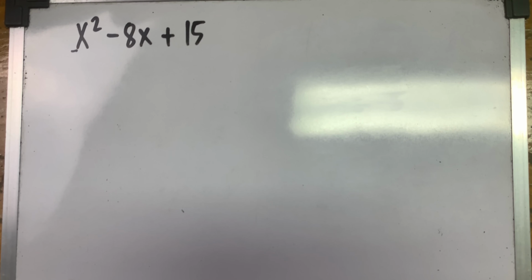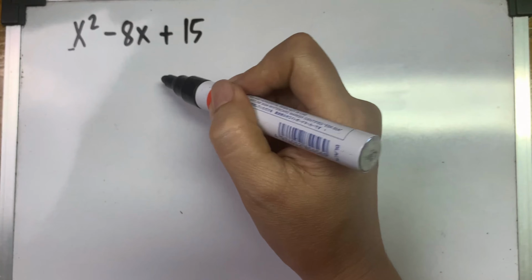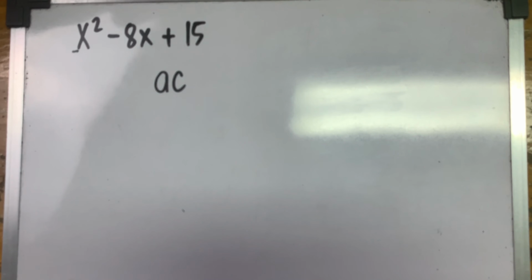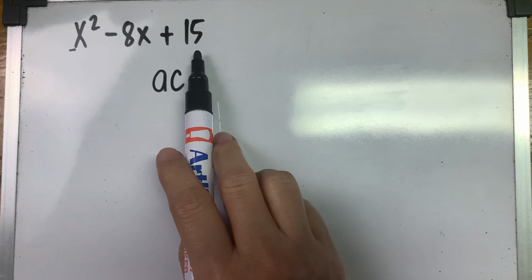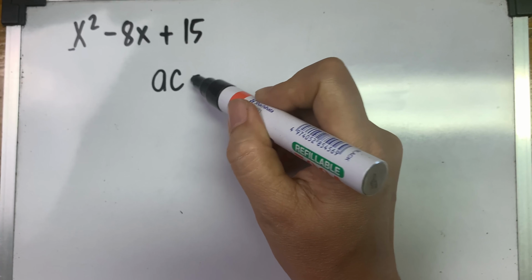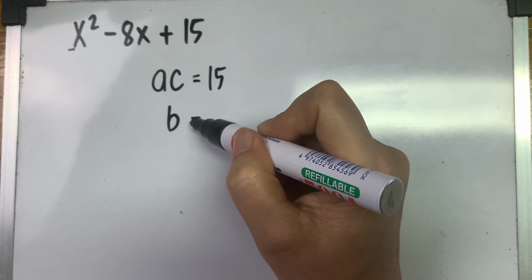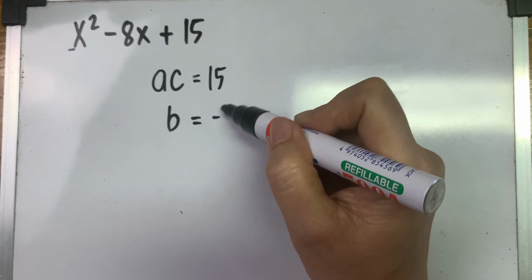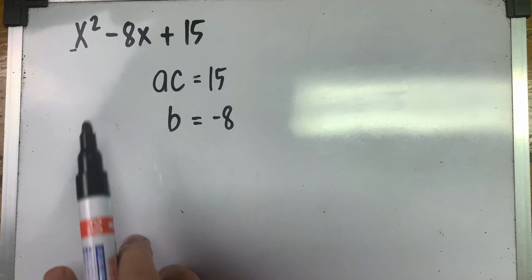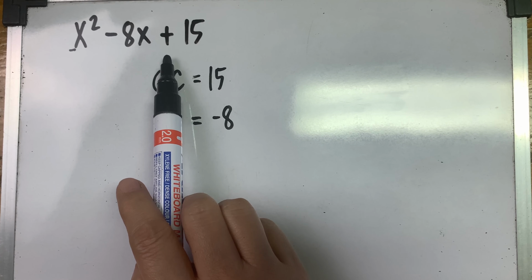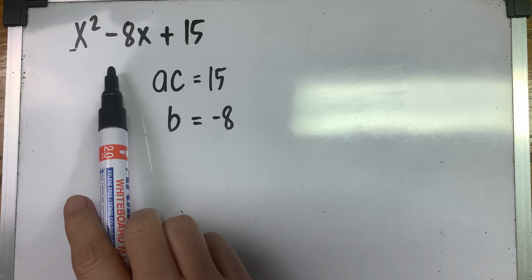Okay, for our next example, x squared minus 8x plus 15. Okay, hanapin natin yung product ng A times C. So, ang A natin is 1 at ang C natin is 15. So, A times C is positive 15. At ang ating B is negative 8. Now, tingnan natin yung sign ng last term. Ang sign ng last term is positive. Ang sign ng middle term is negative.